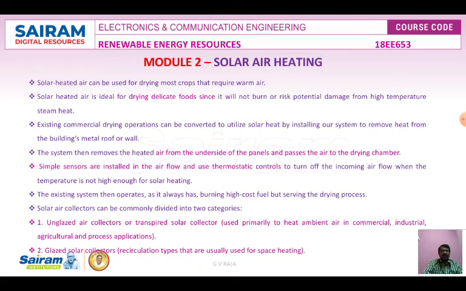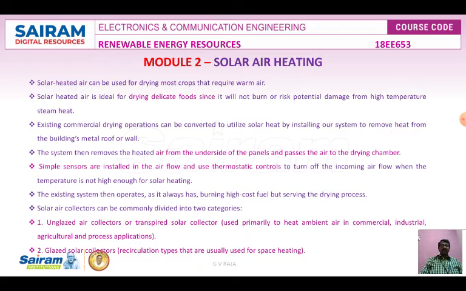Space heating, industrial process heating, this kind of solar air heating process can be used. Solar air collectors can be commonly divided into two categories. One is the glazed air collector, and the other is the unglazed air collector. Glazed means there is a glass cover between the absorber and the insulating plate, which doubles the heating temperature.